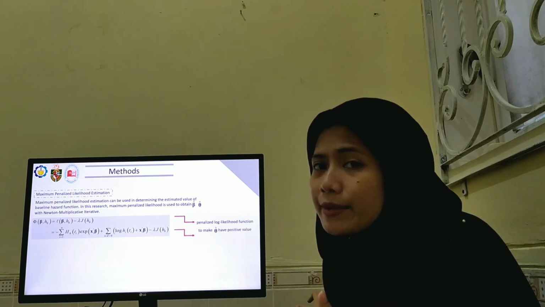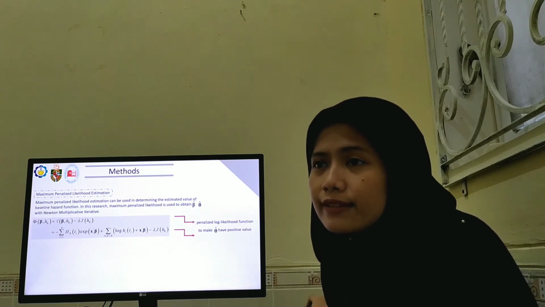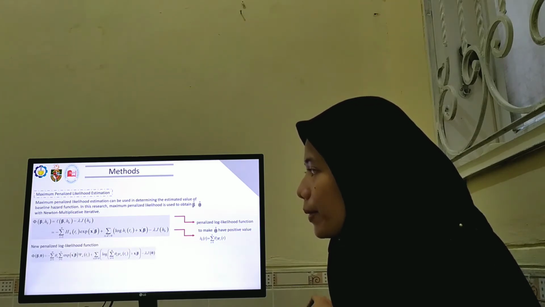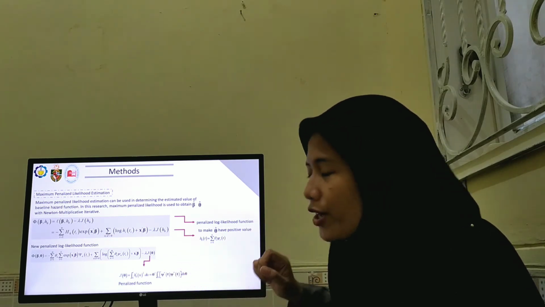To make the estimate of theta have a positive value, we have to manipulate the baseline hazard function like this. So we will get the new penalized log likelihood function. We know that the g theta is a penalized function.